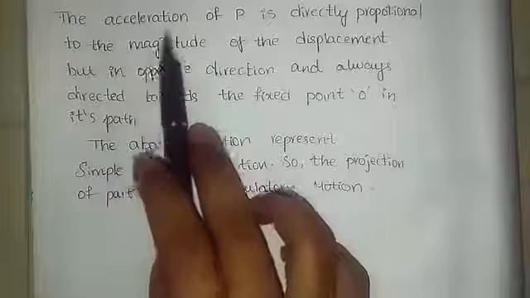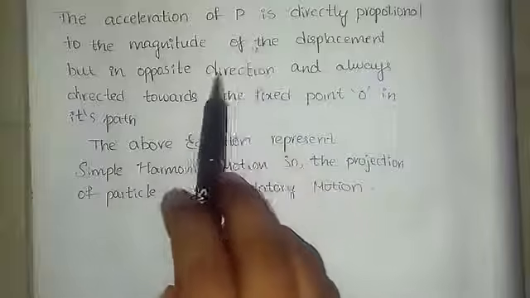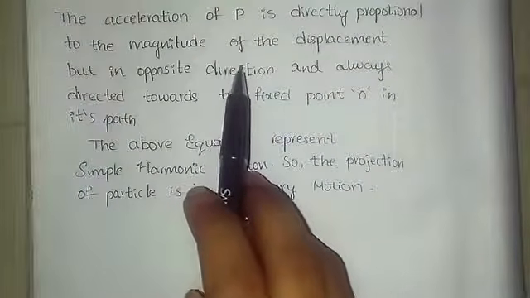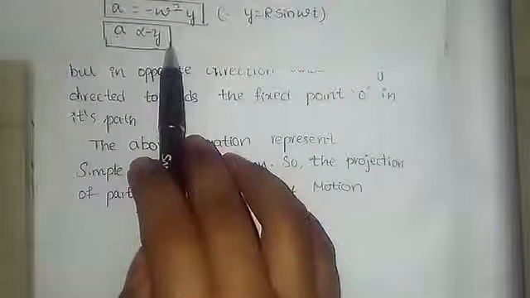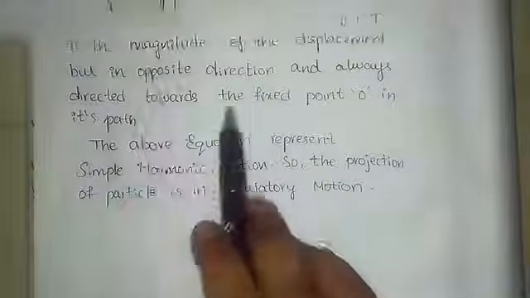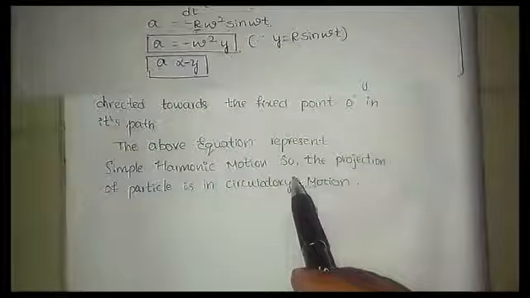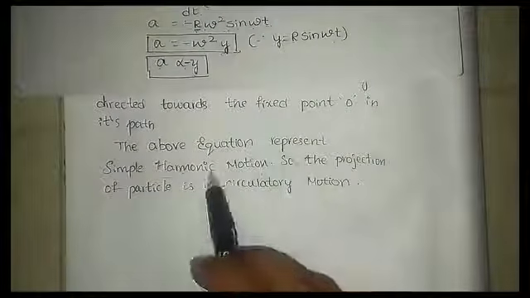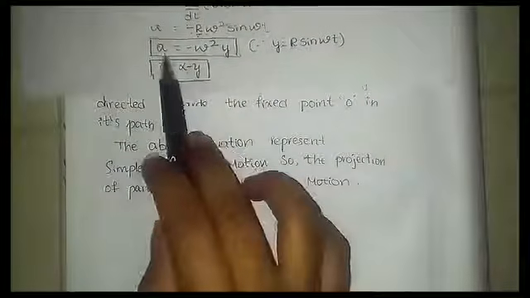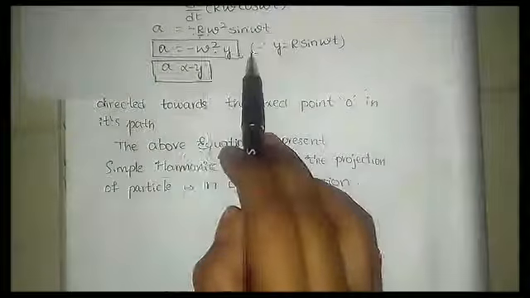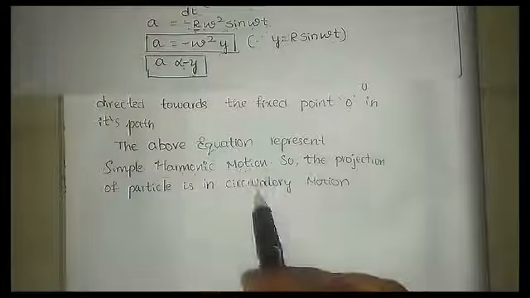At the end, we have to write that the acceleration of P is directly proportional to the magnitude of the displacement, but in opposite direction. Why opposite direction? Here we got A is directly proportional to minus y. Minus y indicates that it is in opposite direction and always directed towards the fixed point O in its path. The above equation represents simple harmonic motion. What is the above equation? It is A is directly proportional to minus y, or A is equal to minus omega square y. It represents simple harmonic motion. So the projection of the particle in circular motion is in simple harmonic motion.